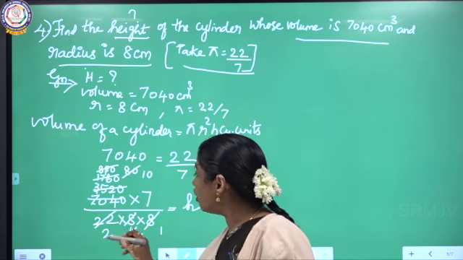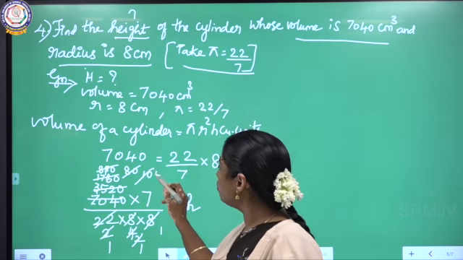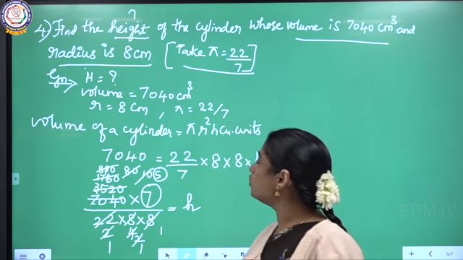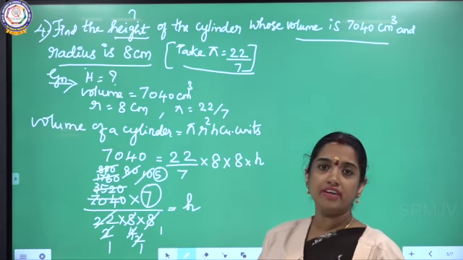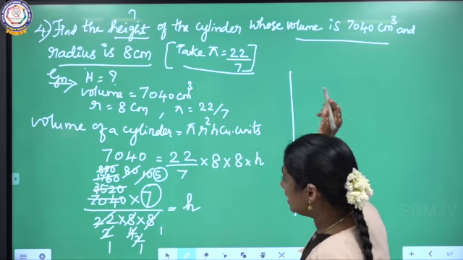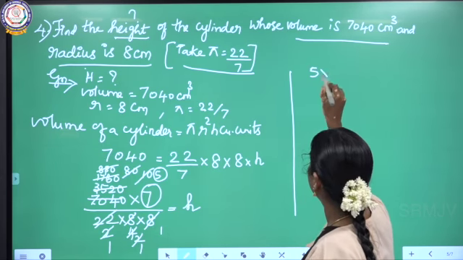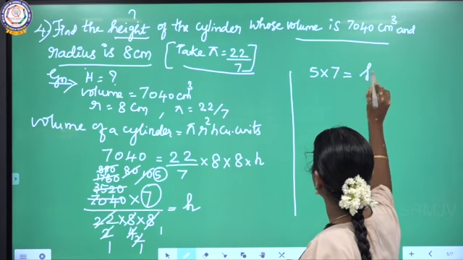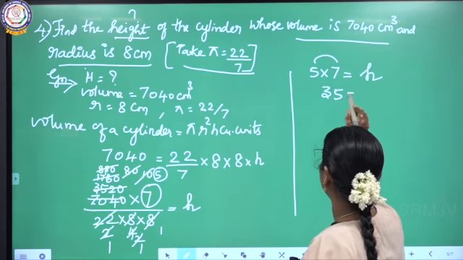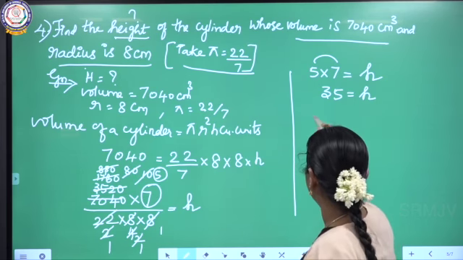Now listen, in the denominator I am having 2. So, 2 ones are 2 fives are. Then what are the numbers are in the numerator? 5 into 7. So, listen, what is there in the numerator? 5 into 7 is equal to h. 5 sevens are 35. So h is equal to 35.